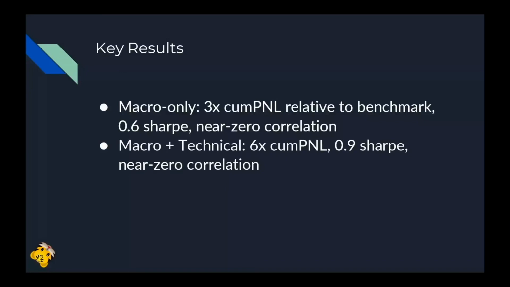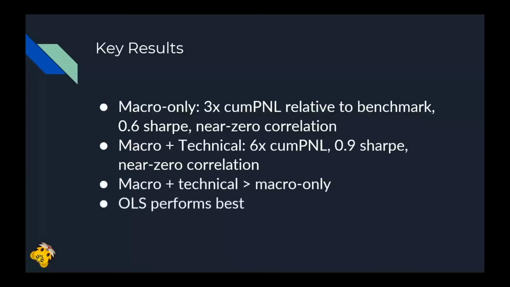Yep, of intraday. And so the second part of the project is combining the macro and the technical indicators. And in this case, we see that our cumulative P&L jumps up to 6 times, Sharpe ratio is about 0.9, and still we have about a near zero correlation. So we see, based on the first 2 points, that in general, the macro and technical analysis tends to outperform the macro only. And as is often the case with financial data, our simpler models, so our good friend ordinary least squares and its family, tend to perform better than the more complicated machine learning models.